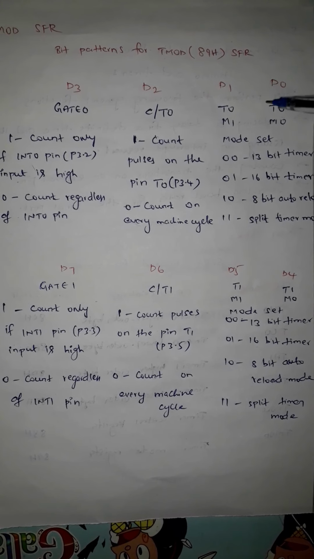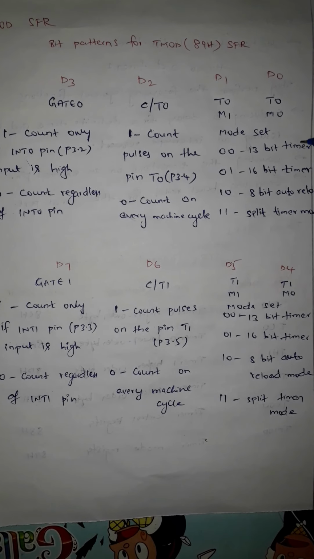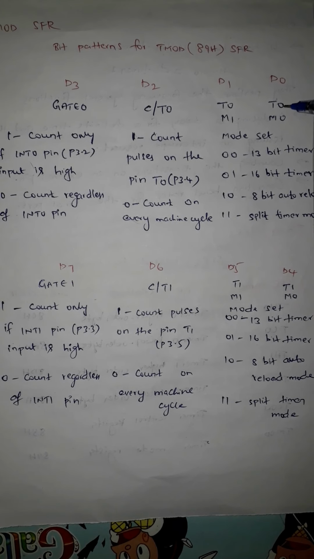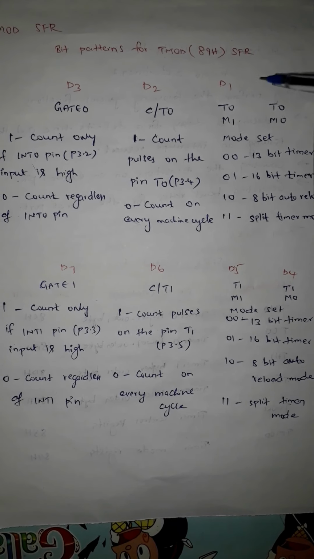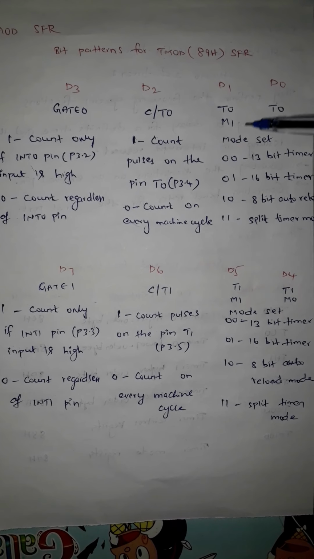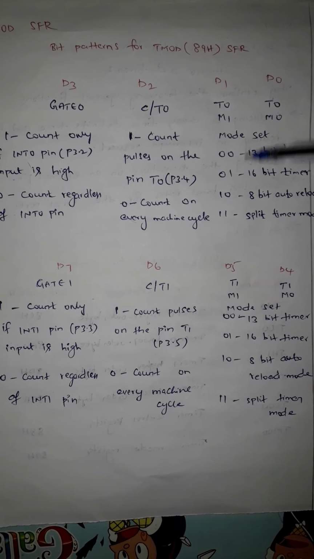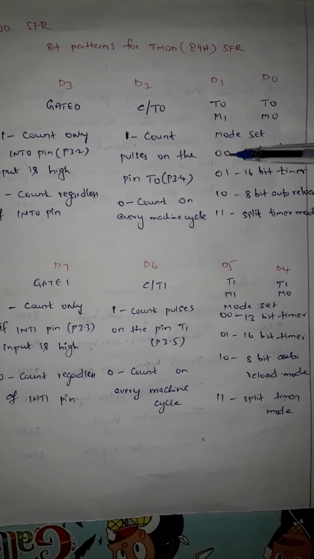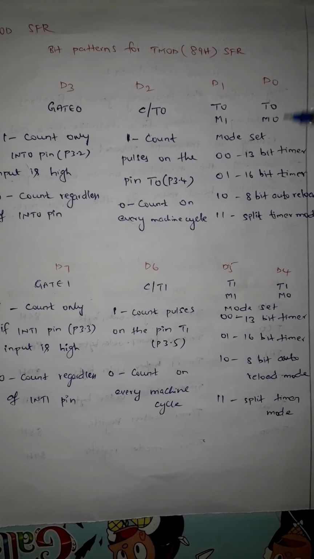The D0, D1 bits are used to select one of the modes of the timer. You can see M0 is the mode 0 bit of timer 0, M1 is the mode 1 bit of timer 0. So they are used to set the mode for the timers. There are 4 modes possible in 8051 timers, that is 00, 01, 10, 11. 00 is a 13-bit timer.